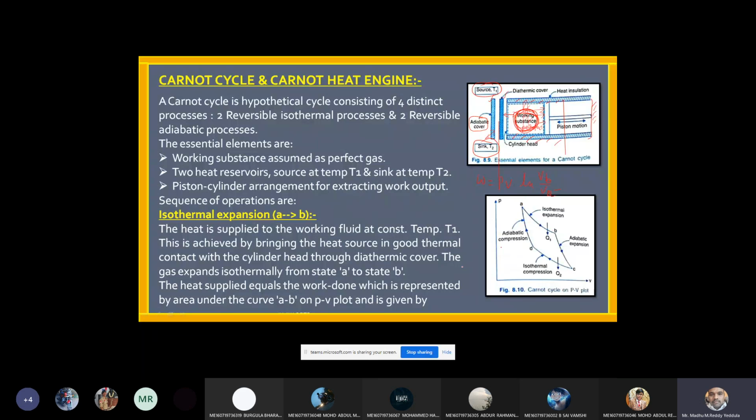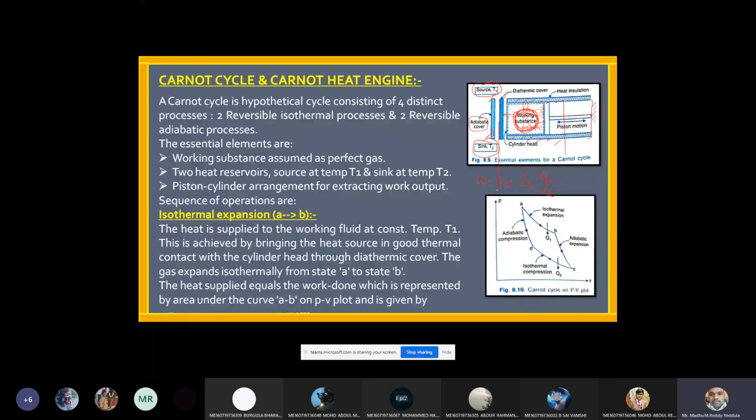Is it clear till isothermal expansion? In order for this expansion process to occur, the diathermic wall and source should be in contact with the cylinder head. During this process, heat is supplied at constant temperature. This is called isothermal expansion.